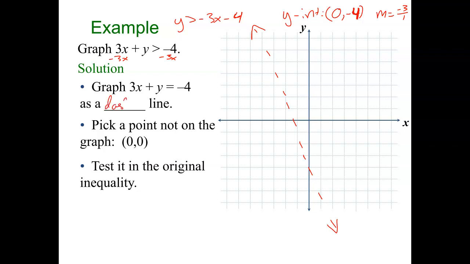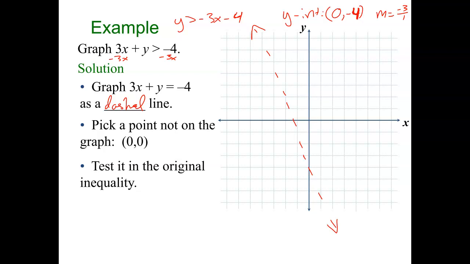Use the dashed line. Now we need to figure out where to shade. Because an inequality says that it's not just the points on the line. I have points on one side. All the points on one side of the line are going to make this inequality true, either everything that's up in this top right area and beyond, or everything on the bottom left and beyond. So there's an easy way, and then a way to check it.